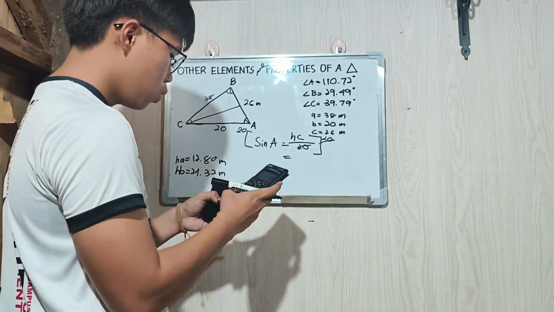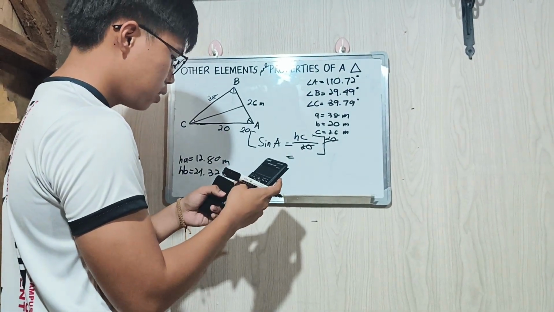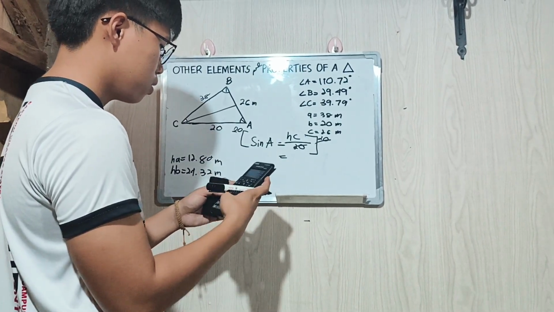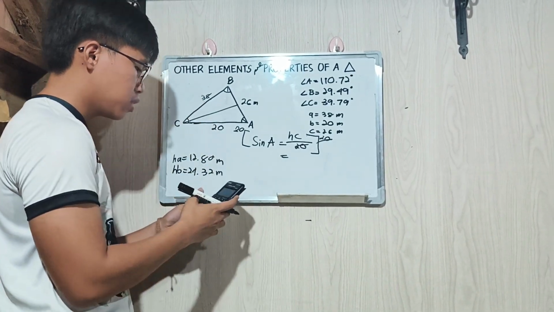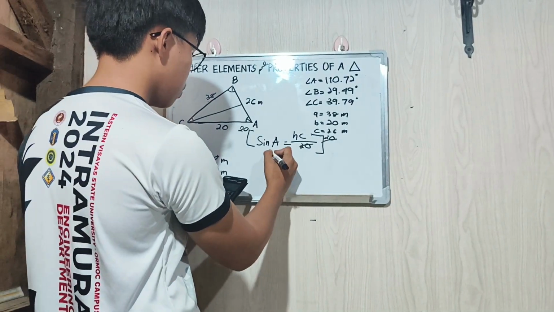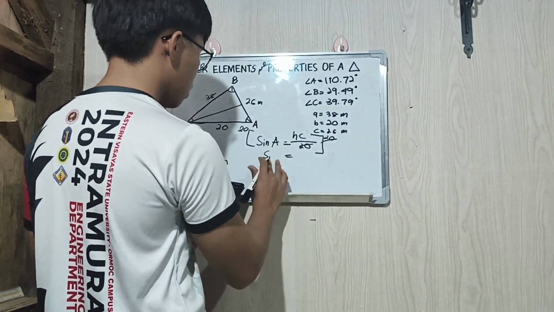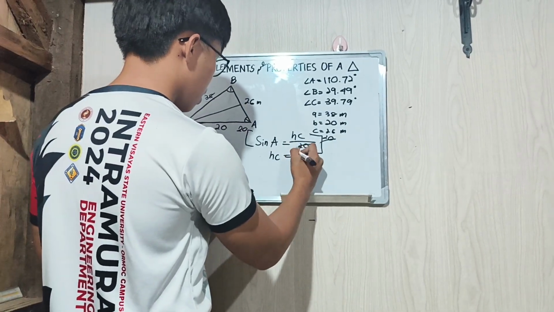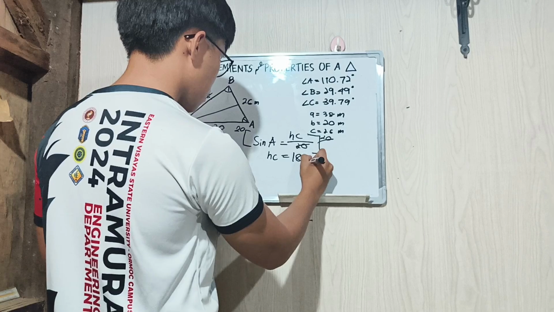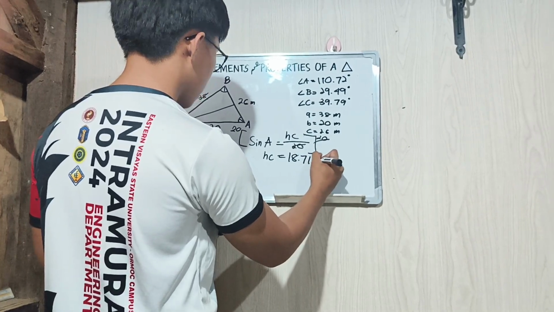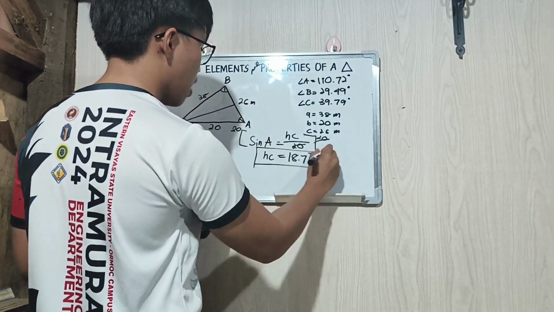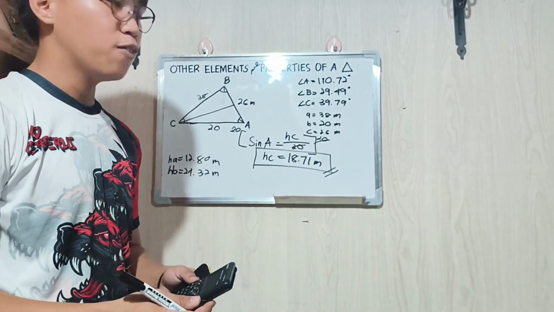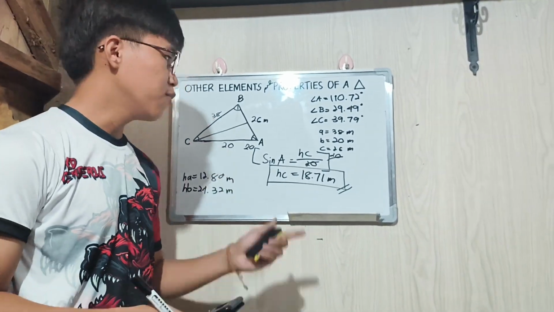So 20 times sine 110.72, 18.70. So the height of C is equal to 18.71 meter. So that's how you get the three altitudes of a triangle in a given problem.